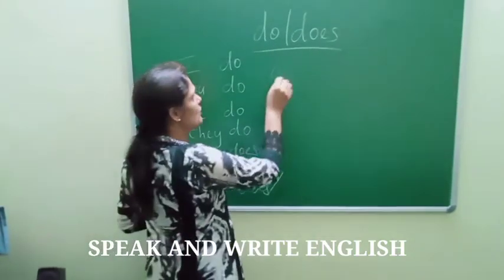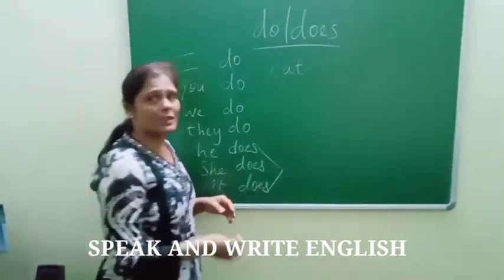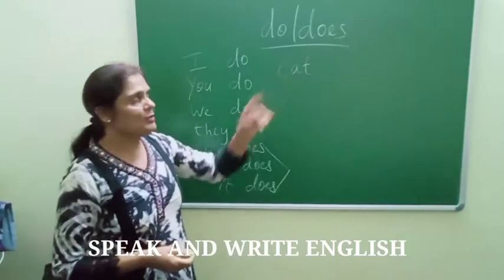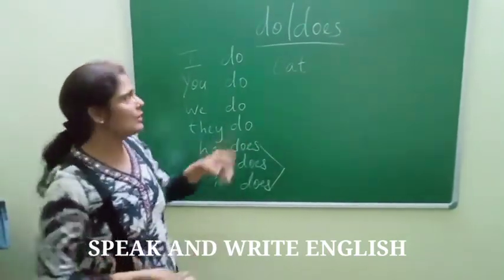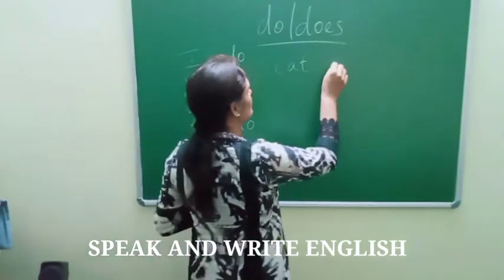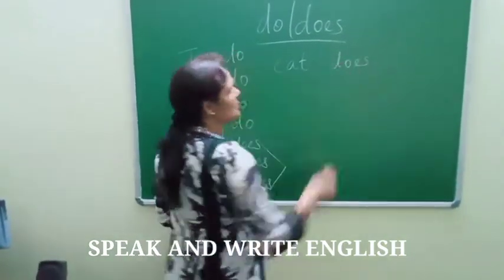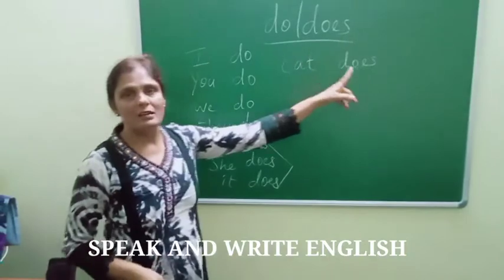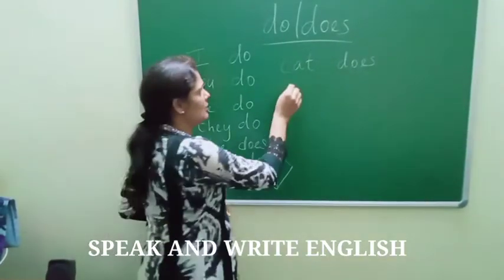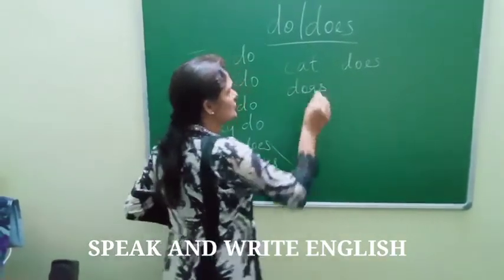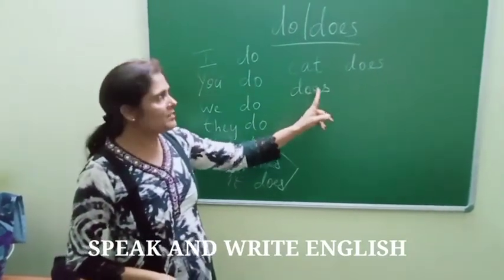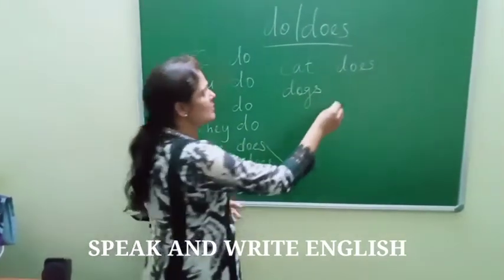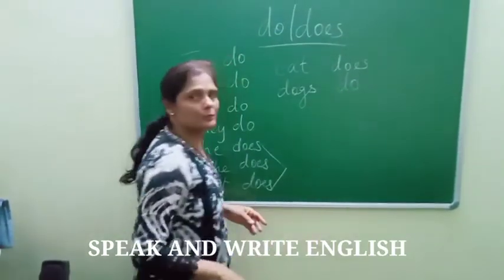If I take the noun cat. Now this is there in the singular. When this noun is there in the singular, it will take does. Cat does. Dogs. Dogs is there in the plural. When it is there in the plural, the auxiliary will be do.